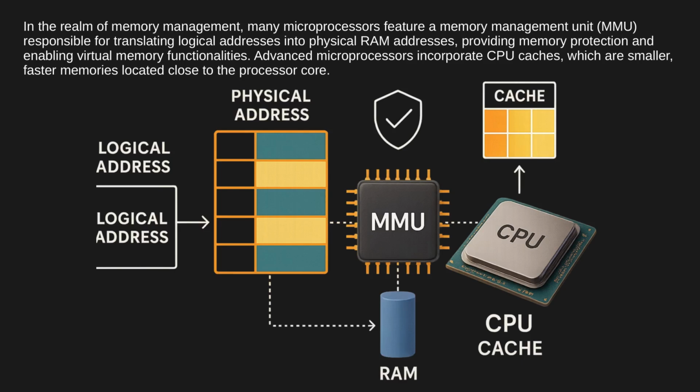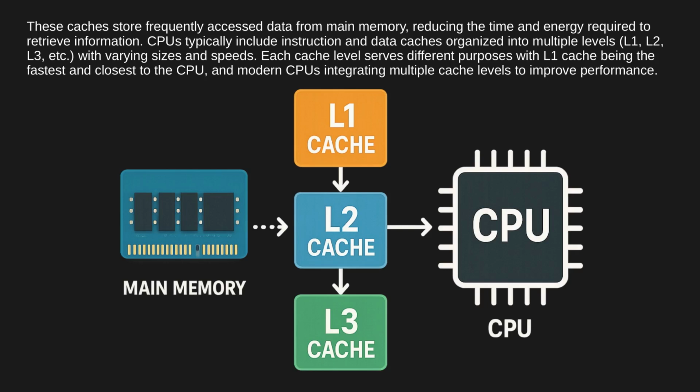Advanced microprocessors incorporate CPU caches, which are smaller, faster memories located close to the processor core. These caches store frequently accessed data from main memory, reducing the time and energy required to retrieve information. CPUs typically include instruction and data caches organized into multiple levels, L1, L2, L3, etc., with varying sizes and speeds. Each cache level serves different purposes, with L1 cache being the fastest and closest to the CPU, and modern CPUs integrating multiple cache levels to improve performance.